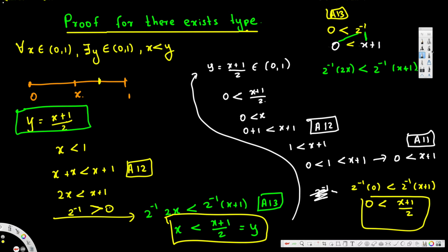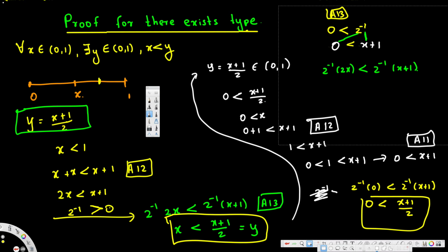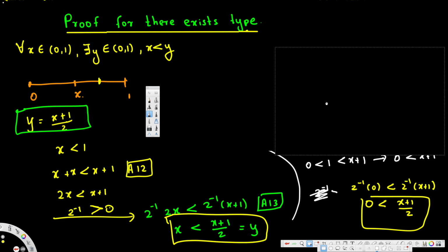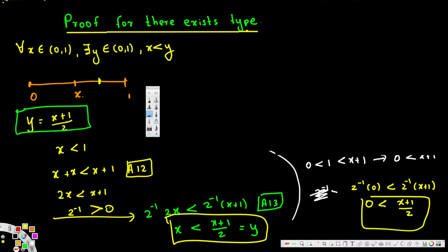Now let's get rid of some of these things because we need some space. Okay, let's continue here. So we proved 0 is less than x plus 1. We proved that x plus 1 divided by 2 is greater than x and also greater than 0. Now we have to prove it is less than 1. That's what we are going to do.